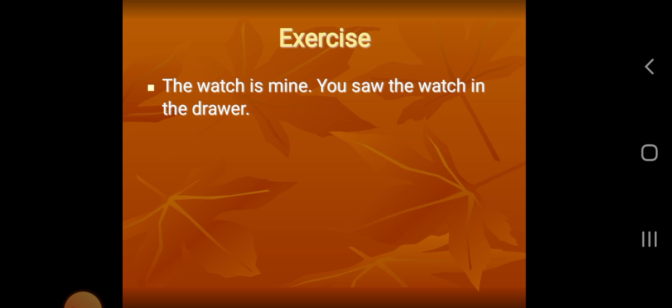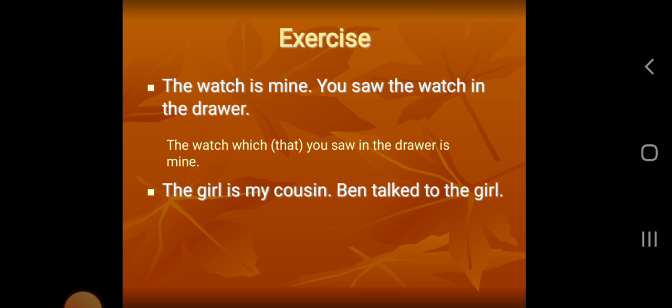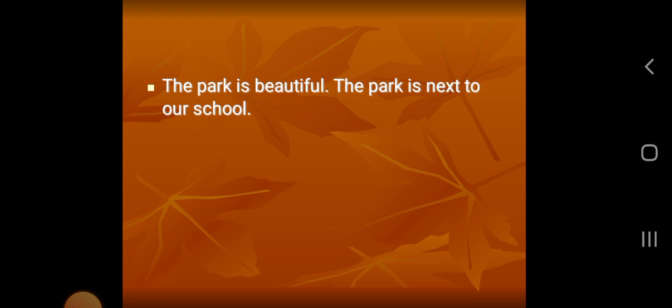Here is exercise. The watch is mine. You saw the watch in the drawer. Which or that you saw in the drawer is mine. Second one. The girl is my cousin. Ben talked to the girl. The girl whom or that Ben talked to is my cousin. The park is beautiful. The park is next to our school. The park which or that is next to our school is beautiful.